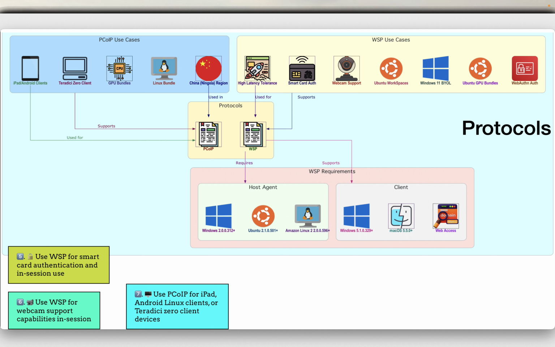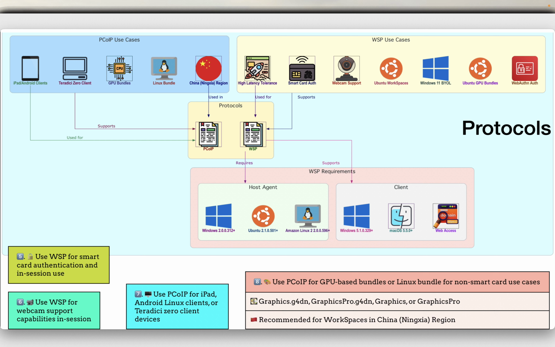PCoIP is recommended when using iPad or Android Linux clients, or when using Teradici Zero Client devices. If GPU based bundles like Graphics G4DN, Graphics Pro G4DN, Graphics or Graphics Pro are needed, or if a Linux bundle is required for non-smart card issues, PCoIP is the preferred protocol. PCoIP is also recommended when using workspaces in the China region.